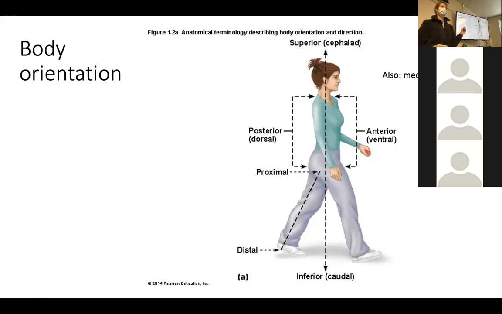So the sternum would be anterior. Your breastbone would be anterior to your spine, right? Your breastbone is on the front side of your body compared to your spine.